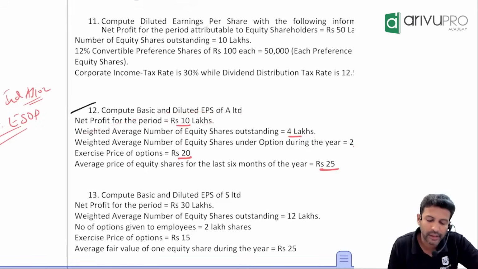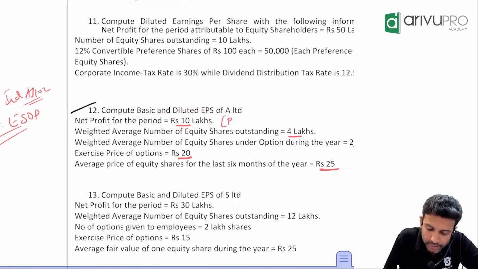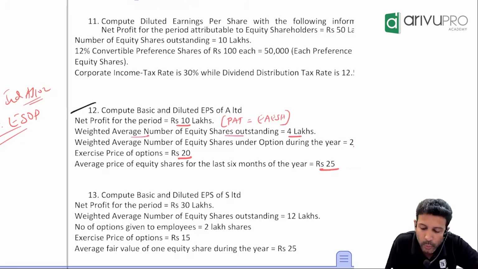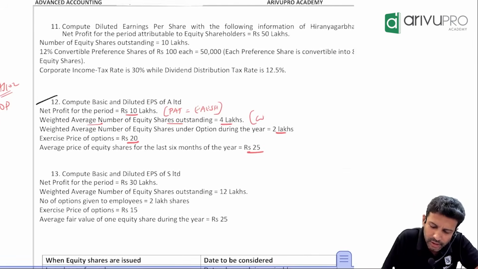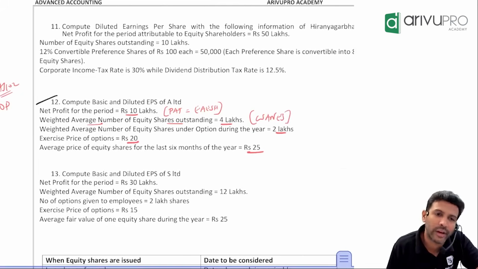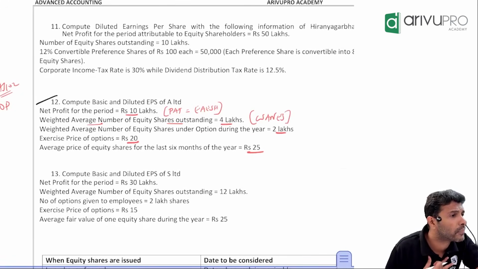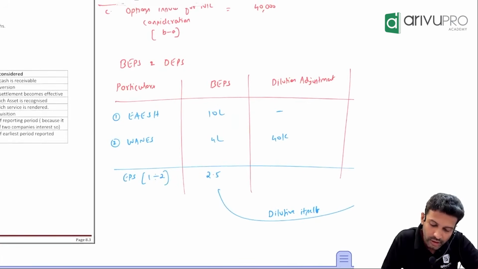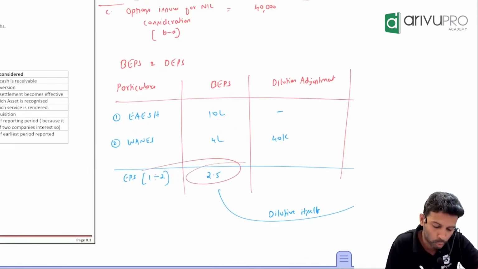Net profit for the period is 10 lakh. Take your calculator. Net profit means PAT. If there is no preference dividend, PAT and earnings are the same. How much is it? 10 lakh. Weighted average number of equity shares outstanding is 4 lakh. Such a nice problem, because they have only given the weights. We don't have to calculate them. How much is basic EPS then? 10 lakh divided by 4 lakh, 2.5.